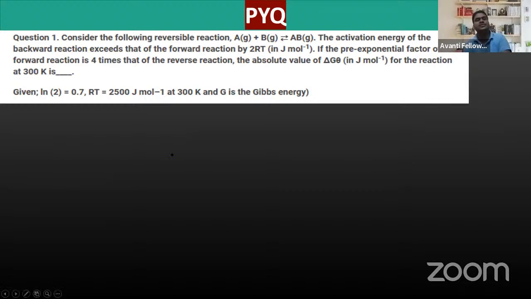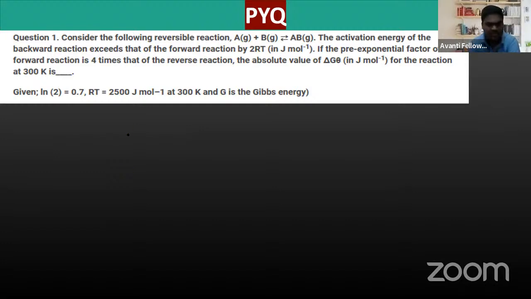Consider the following reversible reaction, A plus B giving AB. The activation energy for the backward reaction exceeds that of the forward reaction by 2RT. If the pre-exponential factor of the forward reaction is 4 times that of the reverse reaction, the absolute value of delta G naught in joule per mole of the reaction at 300 Kelvin is. So you have to calculate the absolute value of delta G by using this given data. So how will you do this?